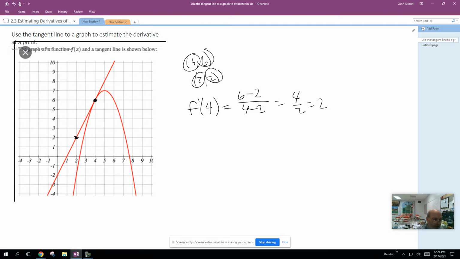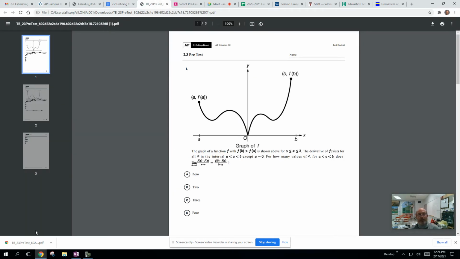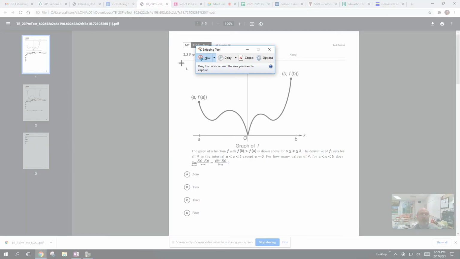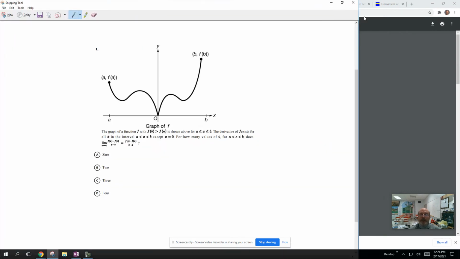Now let's look at what you did on your pretest, because there were interesting ways they found to ask these questions. We looked at this question. I'm going to cut this out so I can draw on it. It said we want to look at the graph of the function f, where f of b is greater than f of a, and a is less than or equal to x is less than or equal to b. So that means the function is defined between a and b on the graph. The derivative of f exists for all x in the interval a to b except x equals 0.